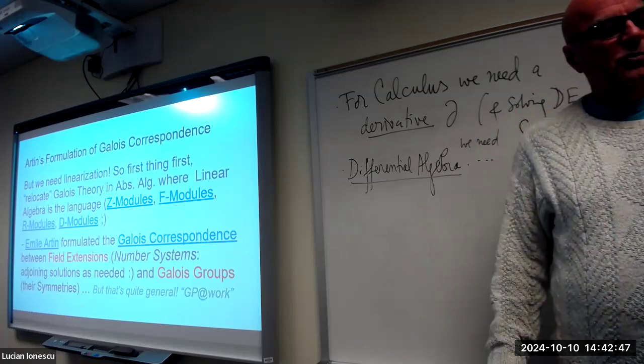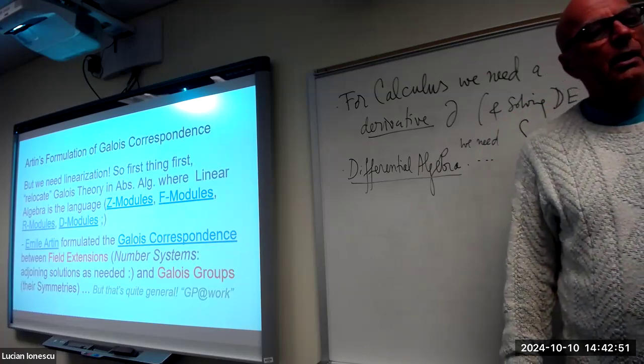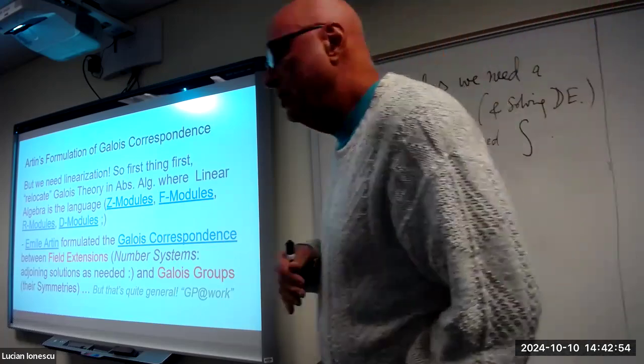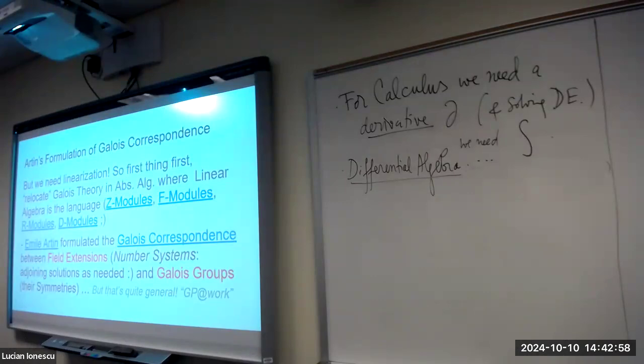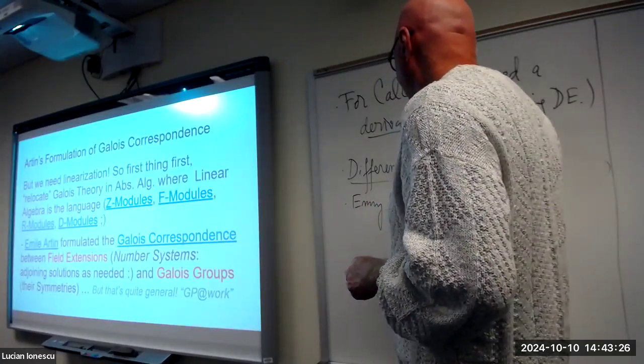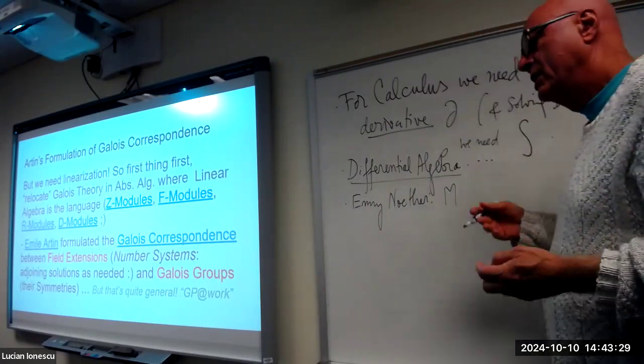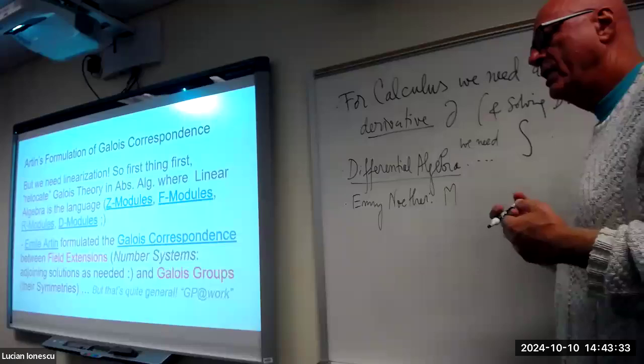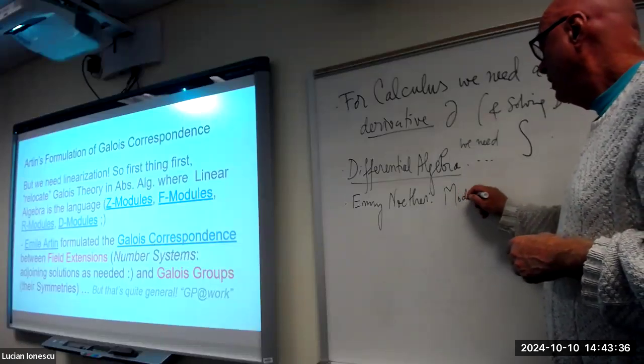Okay, so let's move on to a modern reformulation of Galois theory, which was done by Artin and after some developments by Noether, which is considered to be the father of modern algebra.